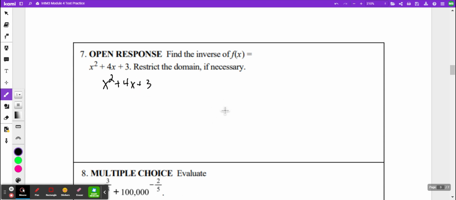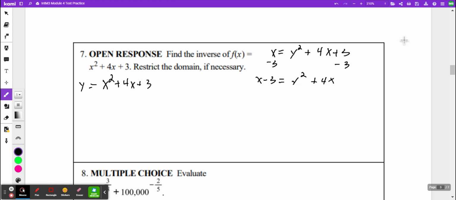We're going to switch the x and the y coordinates. So instead of y equals that, we're going to have x equal that. So I'm going to have x is equal to y squared plus 4y plus 3. What I don't really like about this is that it doesn't make a perfect square right here. So I'm going to get rid of that positive 3 by subtracting 3 on both sides. So I'm going to have x minus 3 is equal to y squared plus 4y.